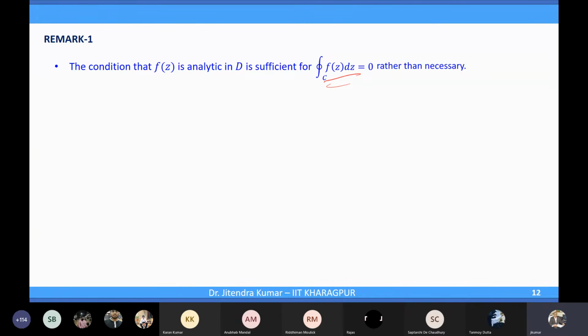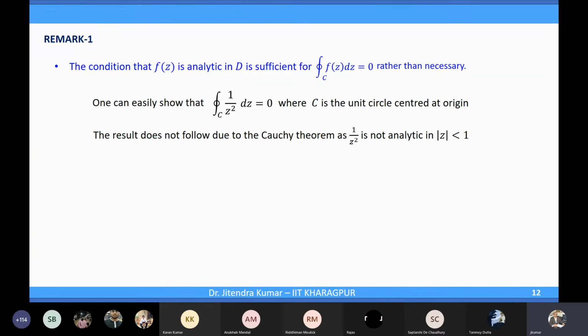I mean, there is no point in saying the integral will never be 0, but that is not due to the Cauchy integral theorem. So what we are saying here is that the condition that f(z) is analytic is sufficient. It's not necessary; without this it can still happen. So this is a sufficient condition. Why? On that day we have seen such an integral, and one can easily show that the integral of 1 over z squared dz is equal to 0. You can check it yourself.